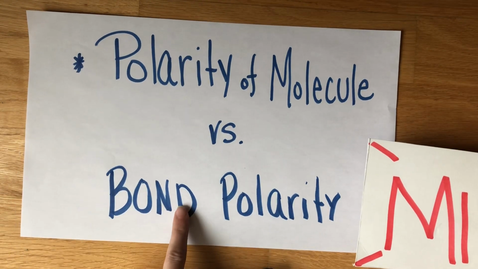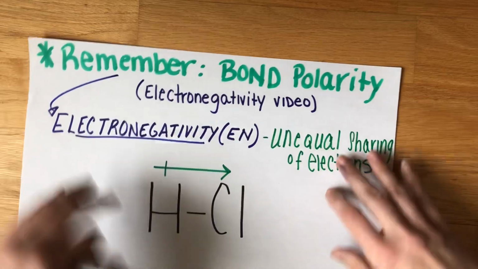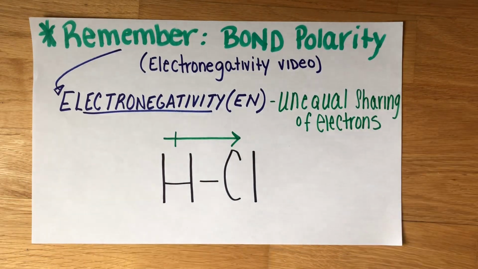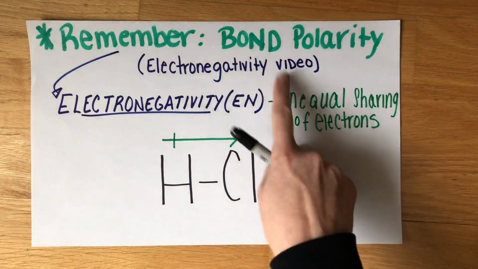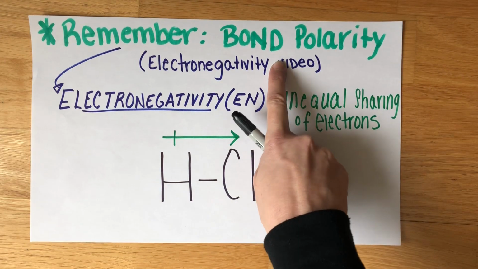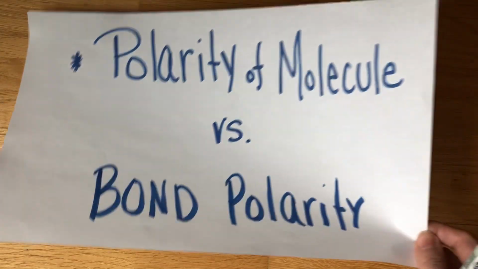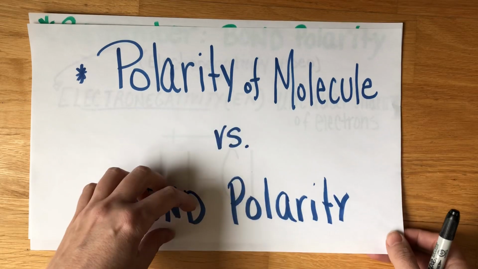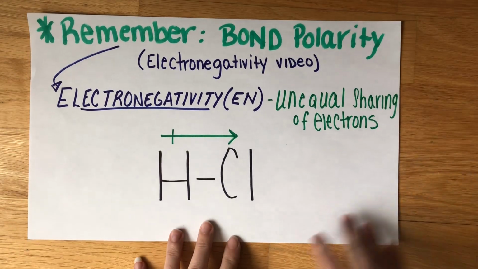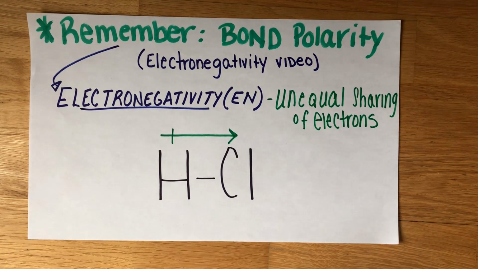This we covered previously in another video called electronegativity. So that might be a good video to go watch before you watch this if you forgot what bond polarity is. Why do we have to know bond polarity? Well, bond polarity is going to be referenced in molecule polarity. So it's part of it. Okay, I'm going to do a really quick review, but again, you probably want to watch that video if this is not ringing a bell.